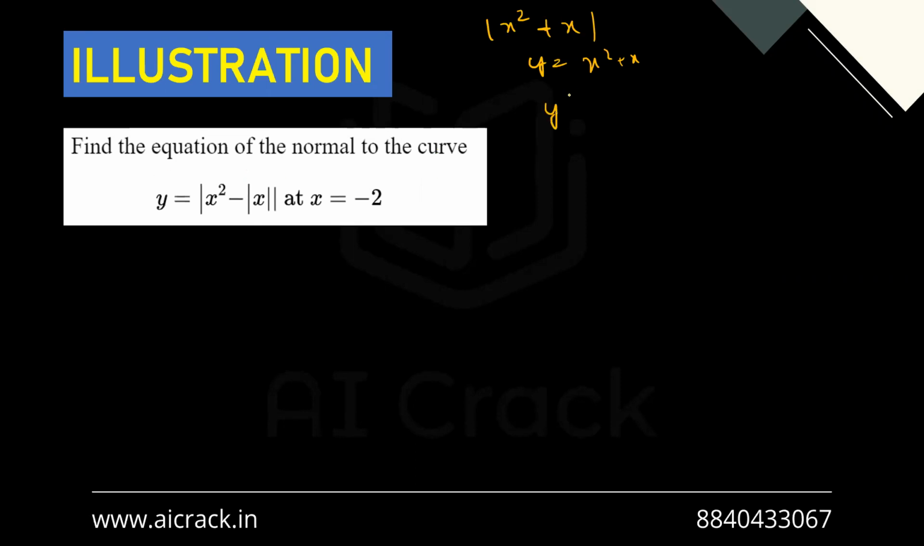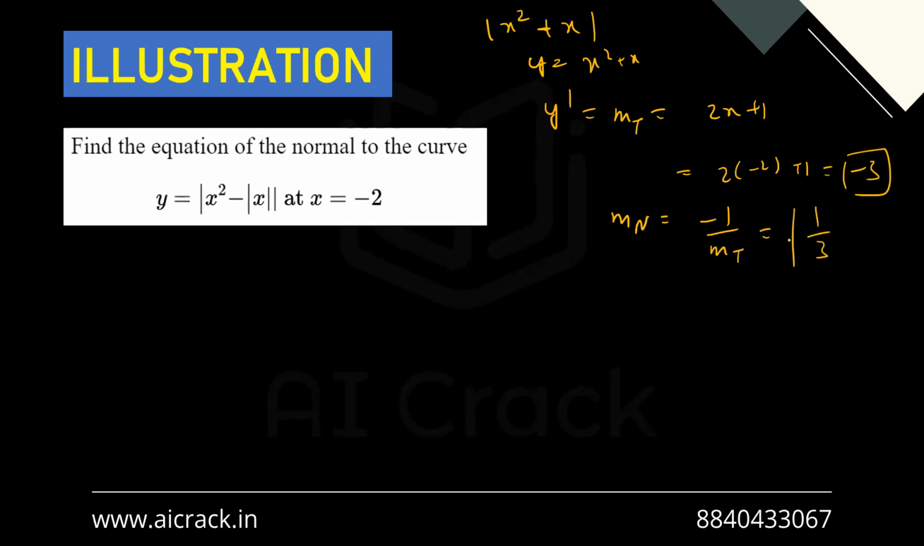Now let's try to find the equation of the normal. So basically we have y dash, that is m tangent, that would be 2x plus 1, right? And we just have to put the value minus 2 over here. That would give me 2 times minus 2 plus 1, that would be minus 3. Now m normal would be minus 1 by m tangent, that would be 1 by 3, right? Now you just have to find the point. So x equals minus 2, y equals minus 2 square minus 2, that would give me 2. So basically we have got the point minus 2 comma 2.